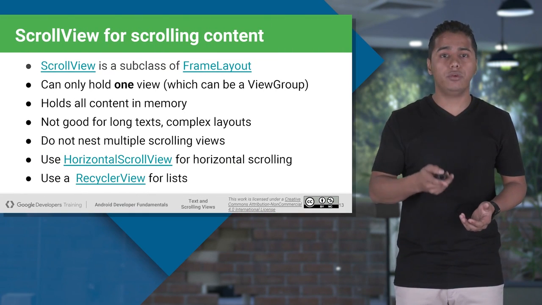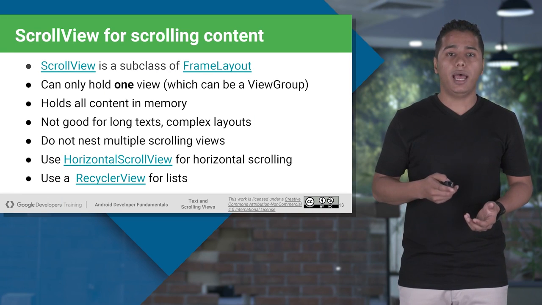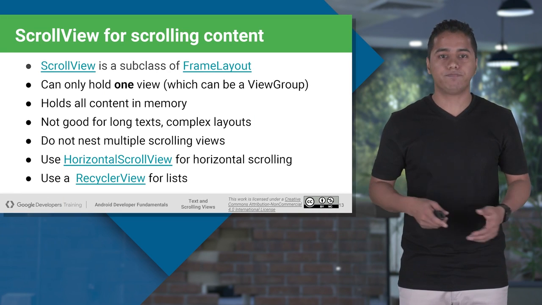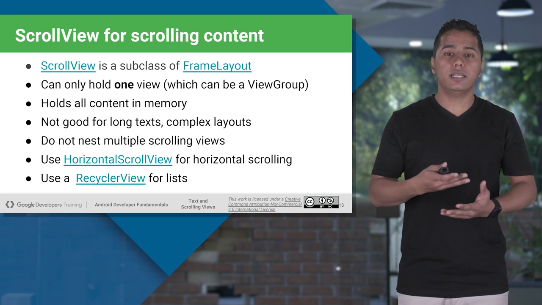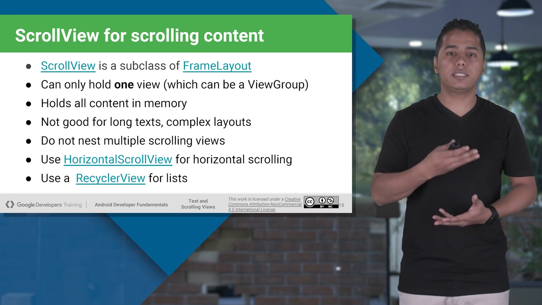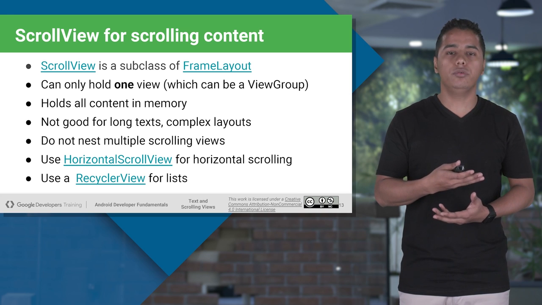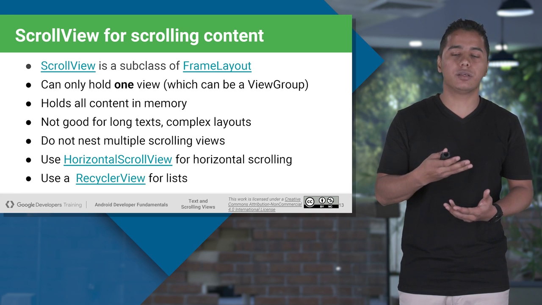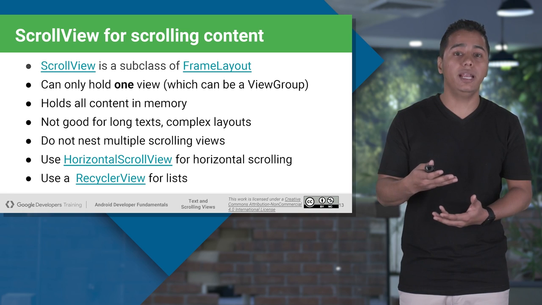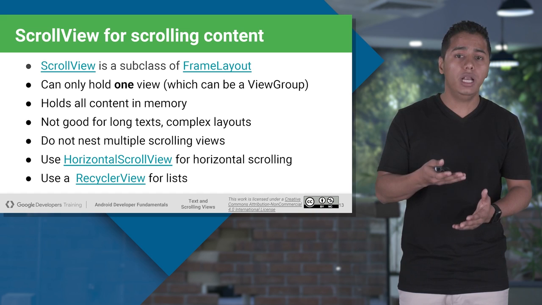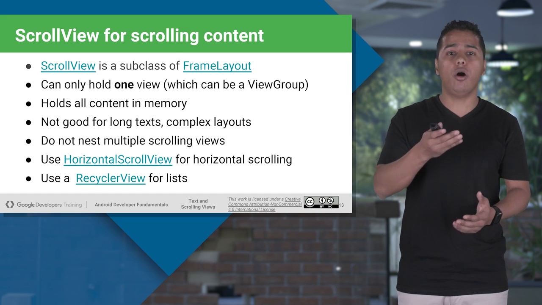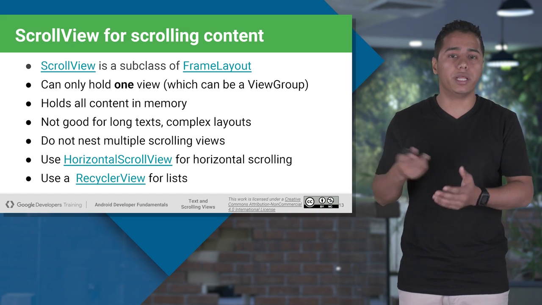So like I was saying, ScrollView is a subclass of frame layout, and it can only hold one view. And we do not want to do nesting inside your ScrollView because it has the property of showing only one view. And ScrollView can be shown horizontally or vertically. You can scroll your items either horizontally or vertically.